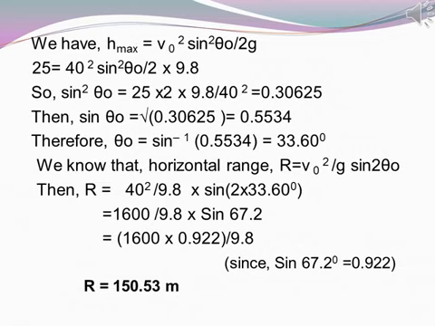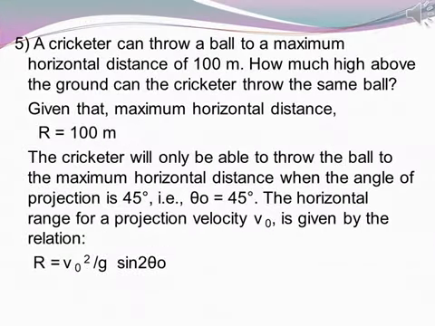So the maximum horizontal distance that the ball thrown with a speed of 40 meter per second can go is 150.53 meter.